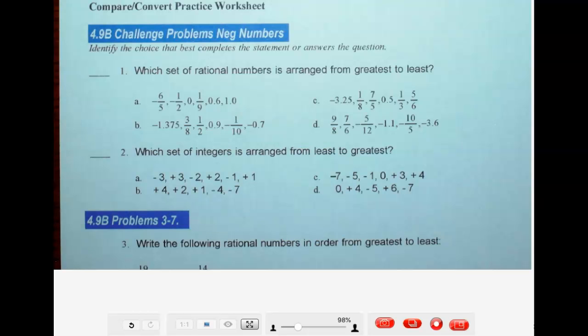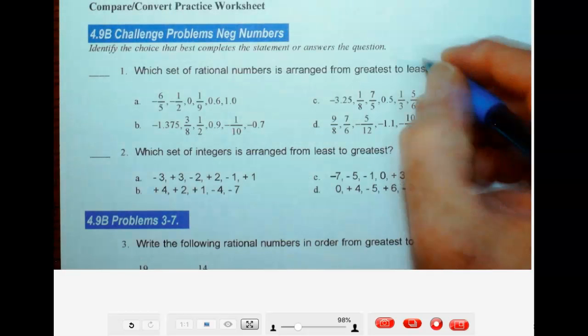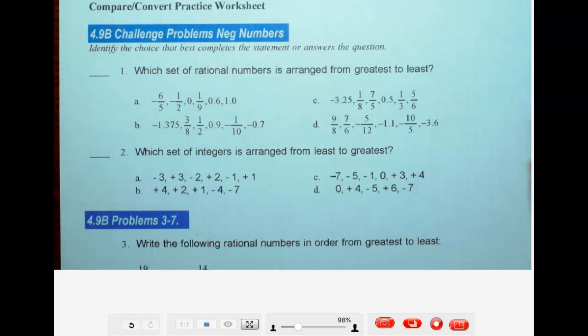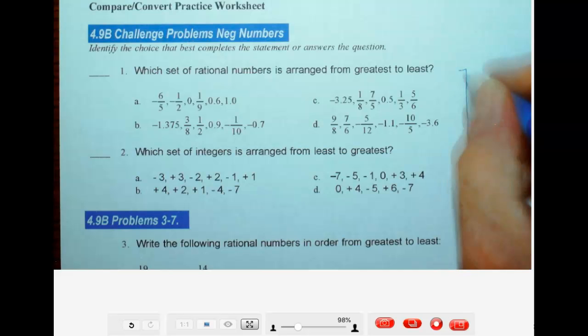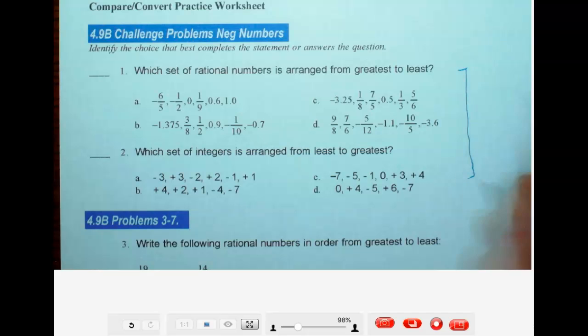Hello, today we'll be comparing and ordering rational numbers. I'm just stuttering a little bit because these first ones on top say they are challenge problems and they have negative numbers. So these ones I'd like you to skip, unless you're an E or a G kid in one of those accelerated classes and you want to try, you can go ahead and do it.